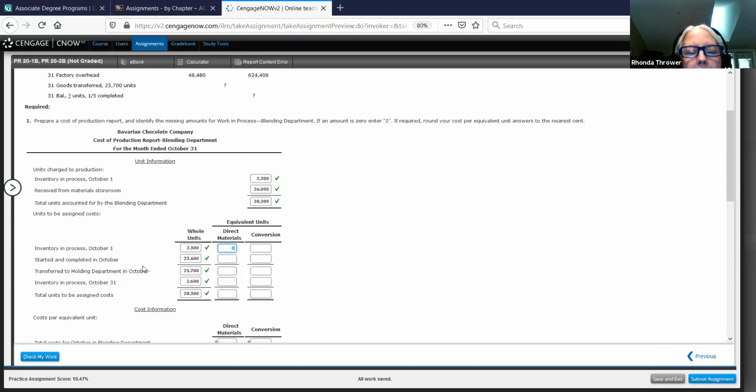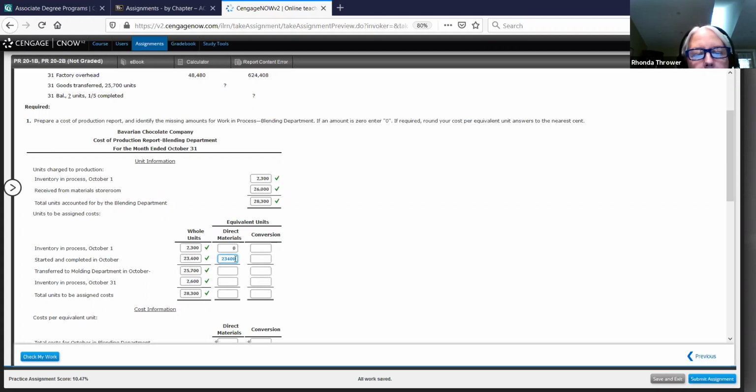What we started and completed with respect to materials is going to be what we started during this month and what we finished during this month, which is 23,400. So in other words, we put all the materials in. Remember, we're putting the materials in at the beginning of the process. So if we started these units, they have all of the materials in there. In other words, 100% of the materials have been added to the started and completed units for this month.